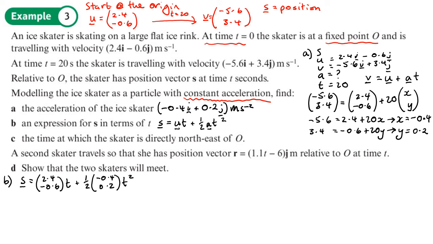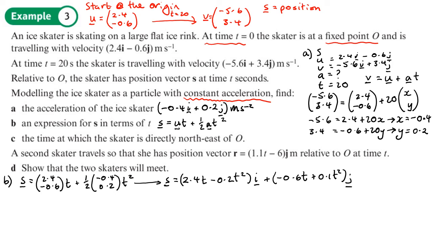Yeah, now we could leave our answer like that. I'm going to write it in the form I and J. So my I's are going to be everything on the top row. So that's going to be 2.4t plus half of negative 0.4 is going to be negative 0.2, so minus 0.2 t squared. So that's what all the I parts are, plus the j parts are going to be negative 0.6 t plus half of 0.2, which is 0.1 t squared j. So I've just written it there in a slightly different form.